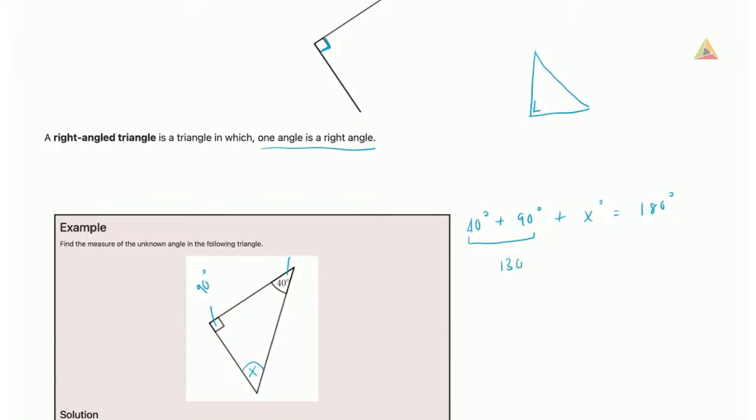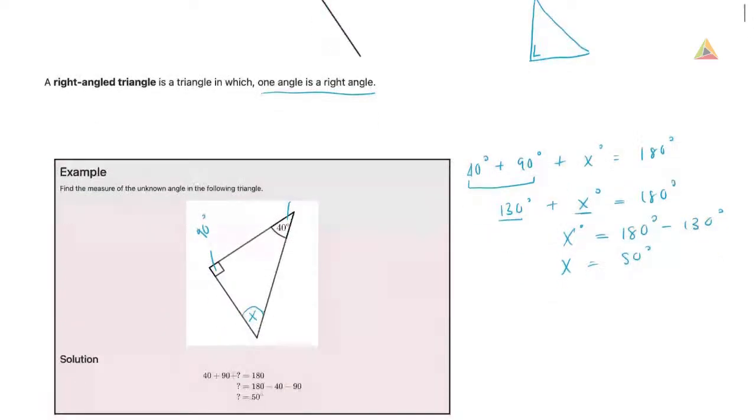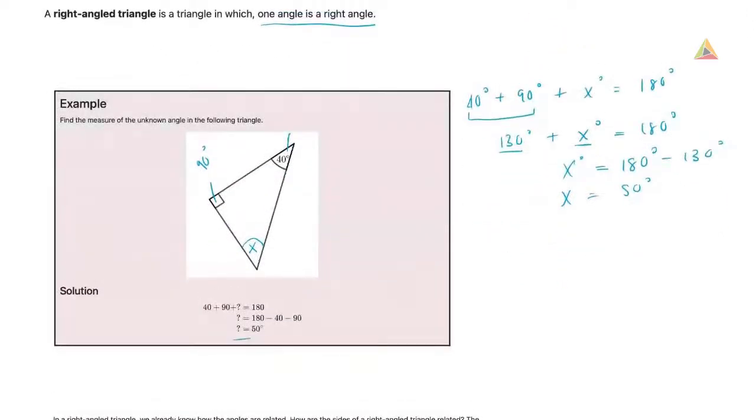So 130 degrees plus x degrees gives us 180 degrees. So in order to get the unknown, which is x, you bring the 130 over across the equal sign and it becomes a negative. So it's going to be 180 degrees, take away 130 degrees. x is 50 degrees. And if we scroll down here, yeah. So the missing angle is 50 degrees. Okay, so we're going to scroll down now.